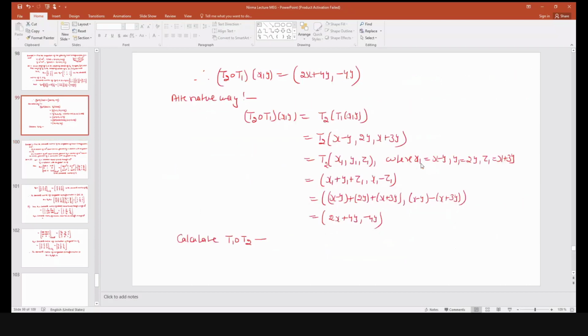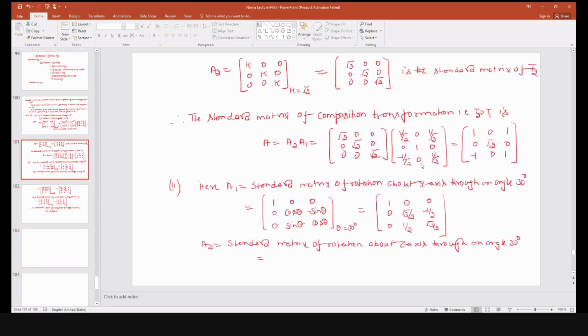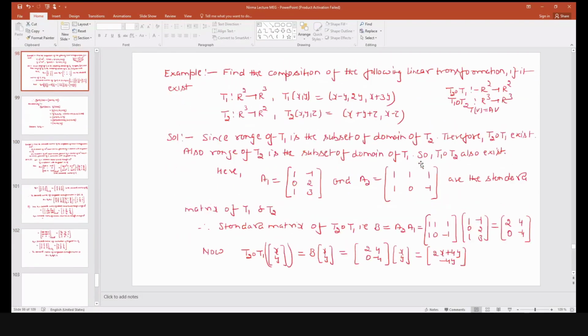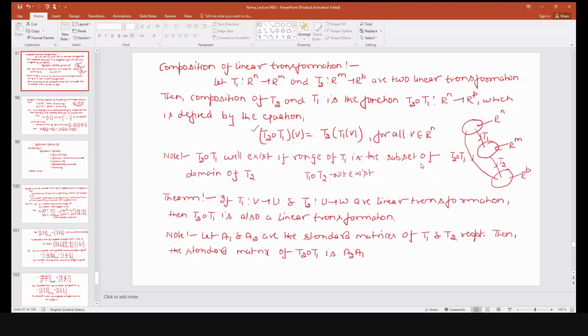So you should remember this: T2 o T1 of v is equal to T2 of T1 of v. And its standard matrix is obtained by A2 A1. A2 is the standard matrix of T2 and A1 is the standard matrix of T1. Okay. So that is important.